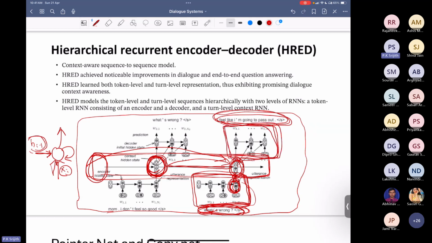And based upon that, combining these two aspects, it tries to generate the output sentence using a decoder model, which is again an RNN. This is the standard decoder, which tries to generate this output based upon this hidden state, which is a kind of representation of both the turn level representation as well as the message level representation. Is this architecture clear?